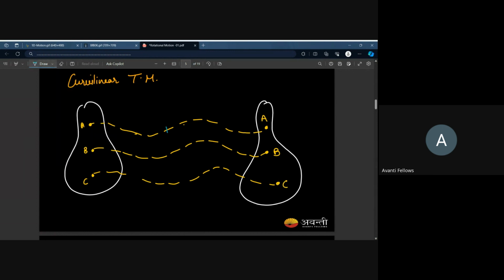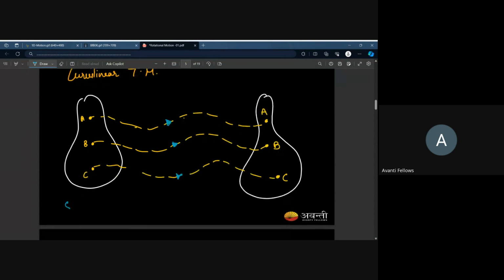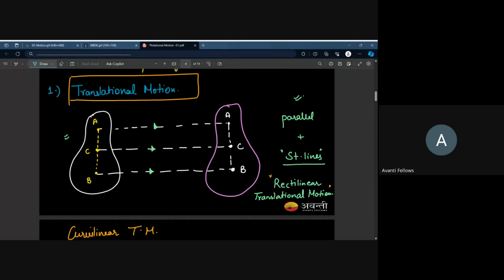Here, trajectories are still parallel to each other, right? They are still parallel to each other, but they are not straight lines. I'm saying that they are parallel to each other, but they are curves. So this kind of motion is called curvilinear translational motion. Is that fine? If you get the trajectories as a straight line, then it would be rectilinear translational motion. Is that okay? Yes, ma'am.